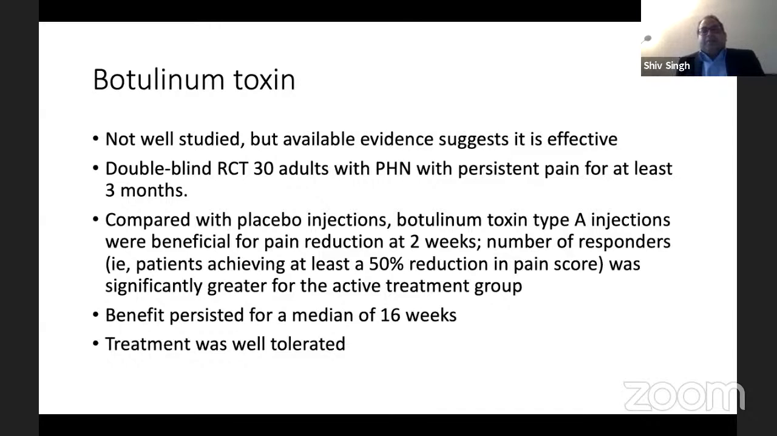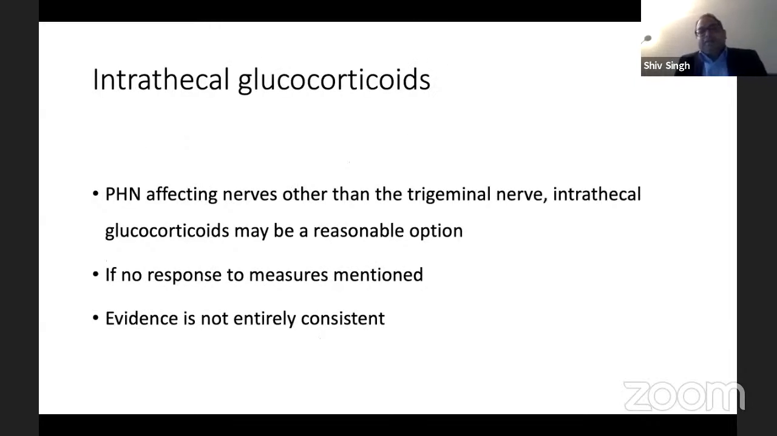And the number of responders, that is the patients who achieved more than 50% reduction in pain score, was significantly greater for the active group. And the benefit, that is the pain relief, lasted for more than 16 weeks. And the treatment was well tolerated. So this is another treatment modality, which has not been used.